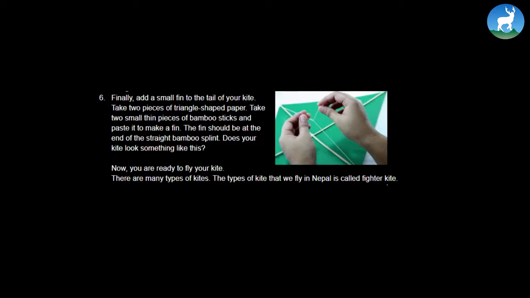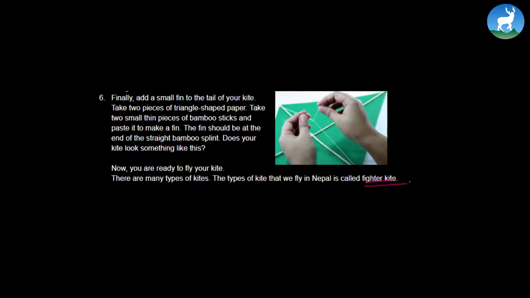There are many types of kites. The type of kite that we fly in Nepal is called fighter kite. Now, the one which we fly these days is called fighter kite. And don't forget that, sadly, this kite flying tradition is declining even in Nepal. I mean, if you talk about 10 or 15 years ago, my goodness, during the time of Dasai, the sky literally used to be full of kites. To the extent that, if you look up in the sky, you'd see kites everywhere, literally everywhere.